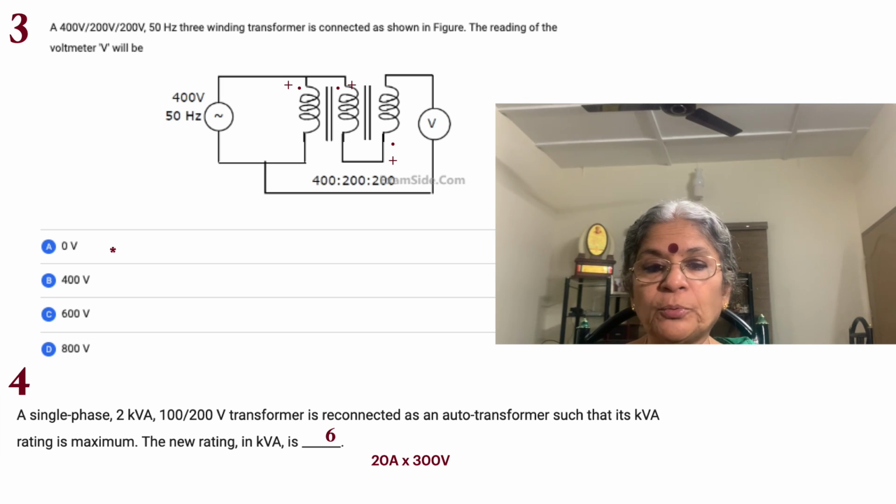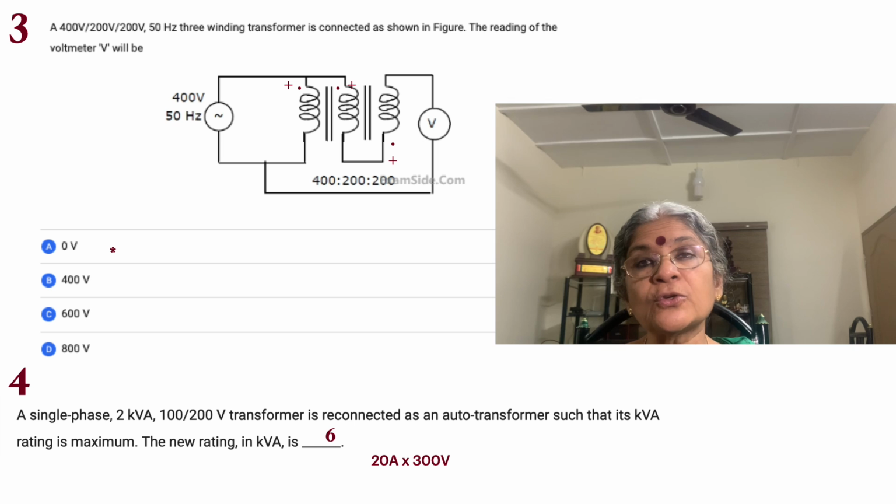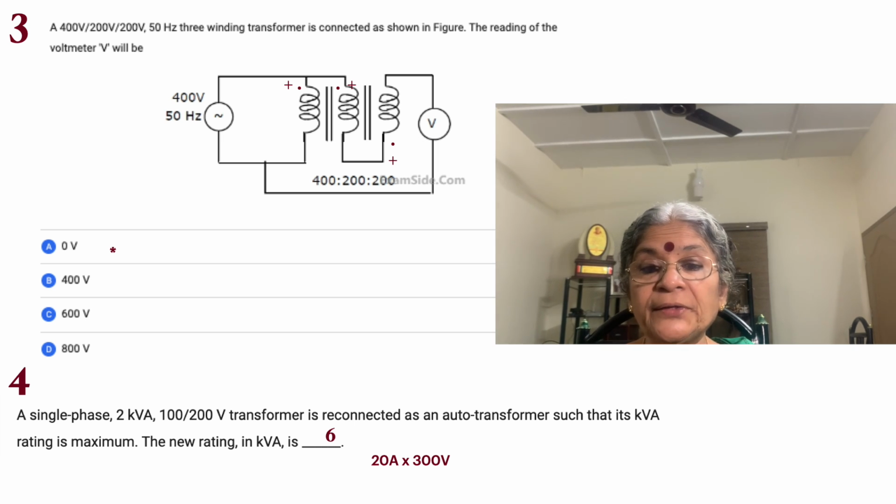Next one, there is the fourth problem. What does it say? A single phase 2 kVA 100 by 200 volt transformer is reconnected as an auto transformer. So this is interesting. We have started the auto transformer such that its kVA rating is maximum. This is the reason why we reconnect single phase transformers to give us an auto transformer. In fact, most of the laboratories use auto transformers such that any kind of voltage can be manipulated. The new rating in kVA is what?